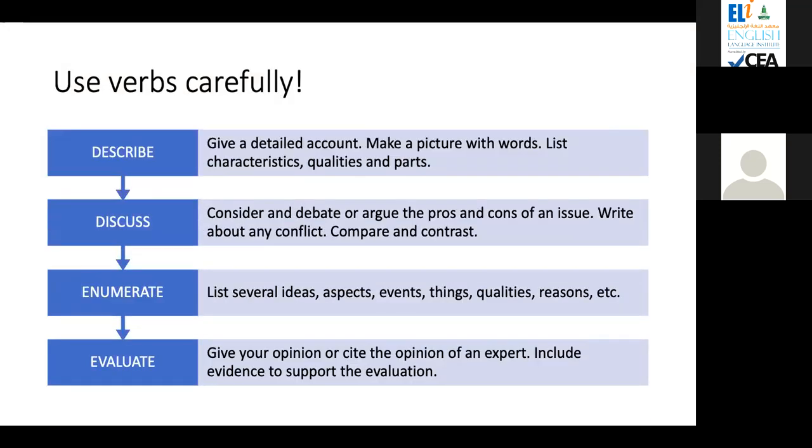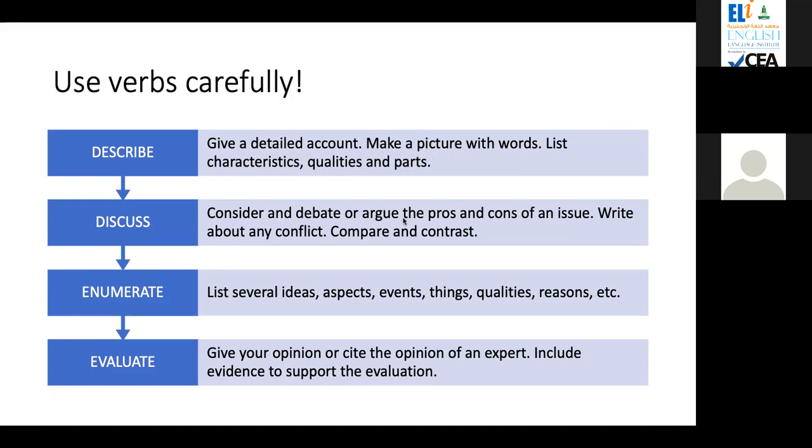So look at some more verbs. Describe: give a detailed account, make a picture with words. Now this is very important when we say describe something. When we are asking students to describe something, we may be interested in assessing their understanding of the adjectives they have studied, because they will be more into giving the pictorial details of that particular thing. List: characteristics, qualities and parts.